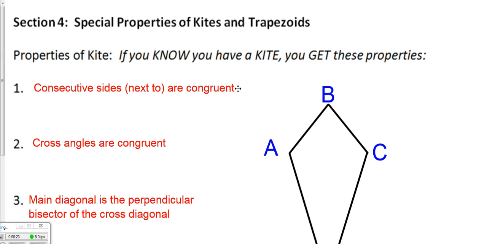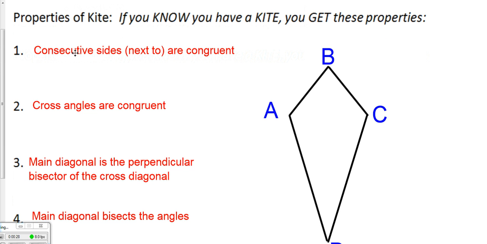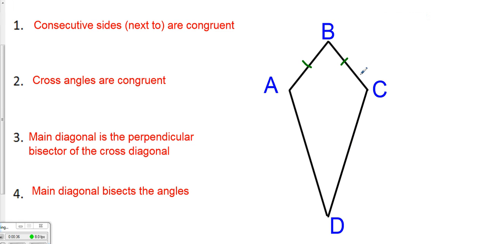If you know that this figure is going to be a kite, you get these properties. The consecutive sides, or you can call them the next two sides, are congruent. So like this one is next to this one. These two are consecutive, they are congruent. Same thing, these two are next to each other, so they are congruent. Just because AB and AD are next to each other, they don't have to be congruent. You just need to have two pairs of consecutive congruent sides. So that would make it a kite.